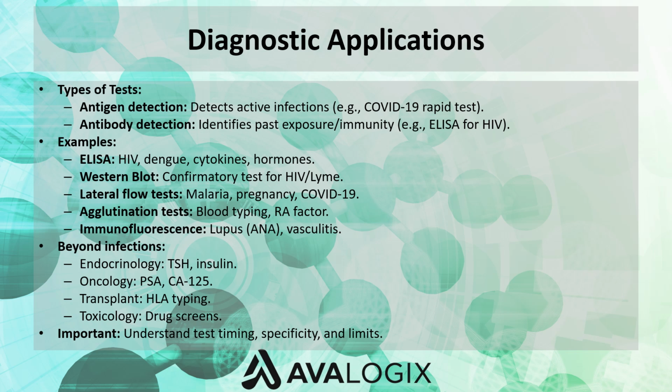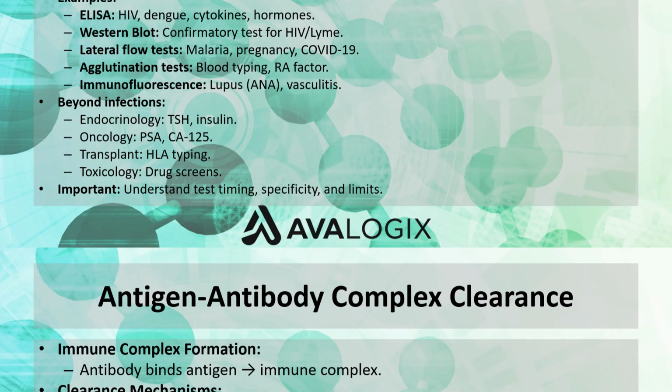False positives and negatives can occur due to sample handling, cross-reactivity, or test sensitivity limits. Understanding the biological window when antibodies or antigens are detectable is vital. The ultimate message: immunological assays are powerful tools, but clinicians and scientists must understand their principles, limitations, and the biology behind test timing to use them effectively.